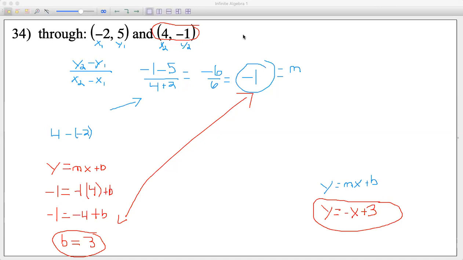Somewhere in notes. The slope of any parallel line is 0. Any parallel line. So if I write y is equal to 2x plus 5, what's the slope of this line?